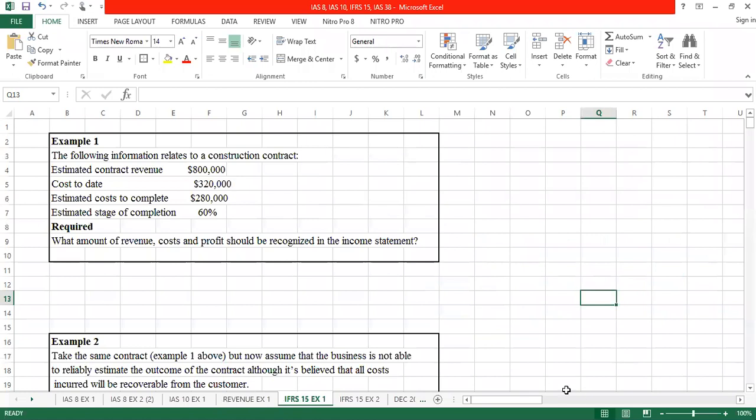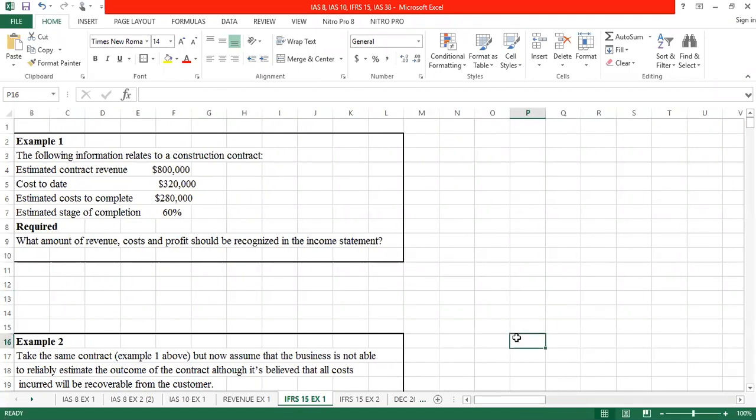Read through this example. Let's read through it together. This example is in your notes. By the time we finish the third example, we'll be in a position to attempt the past paper question. Before we finish the 3 examples, we cannot attempt any past paper question. So let's read through example 1.